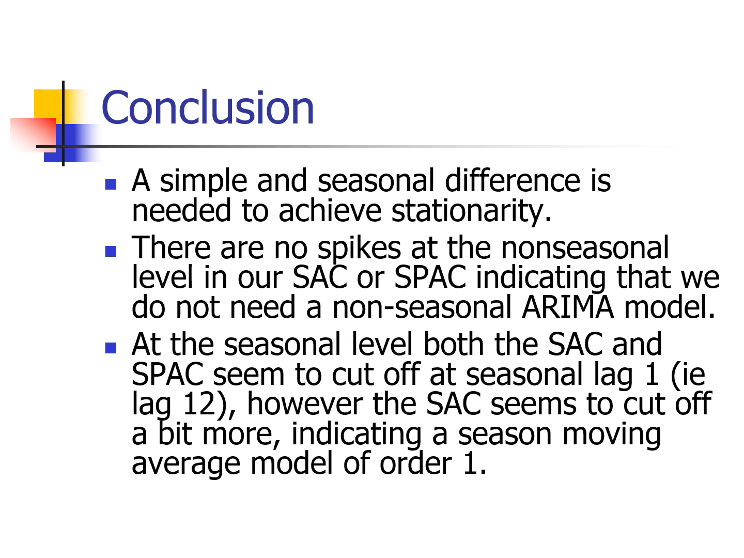So a simple and seasonal difference we already saw was needed to get stationarity. We saw no spikes at the non-seasonal level. That was pretty straightforward, easily visible, meaning that we don't need a non-seasonal ARIMA model. At the seasonal level, both SAC and SPAC seem to cut off, but we know that's not possible. And so here I contradict myself. Sorry about that. It looks like the SAC cuts off a bit more. And so here I'm suggesting a seasonal moving average model of order 1.